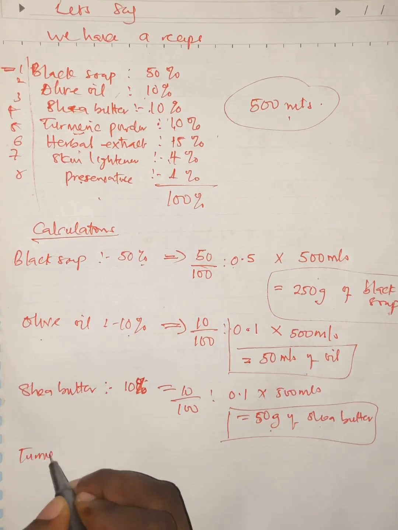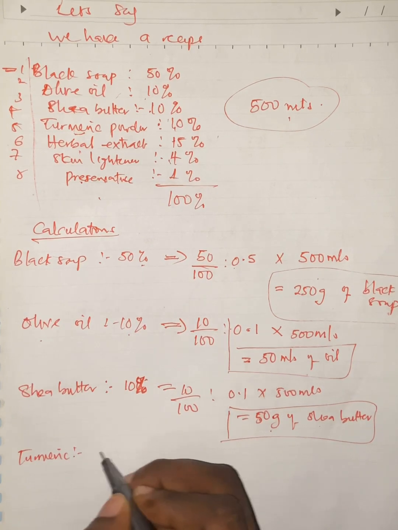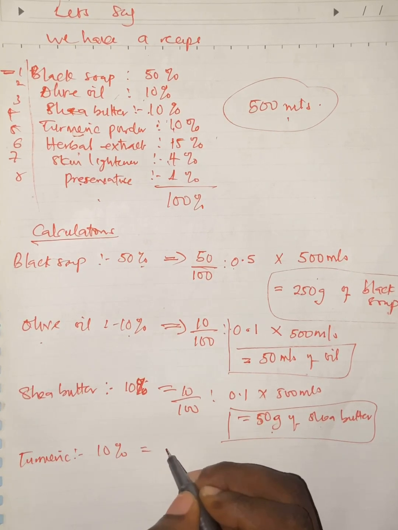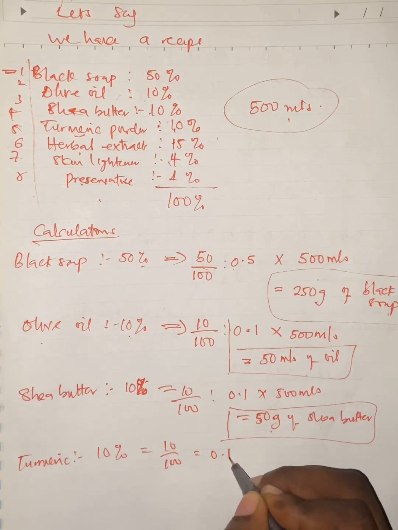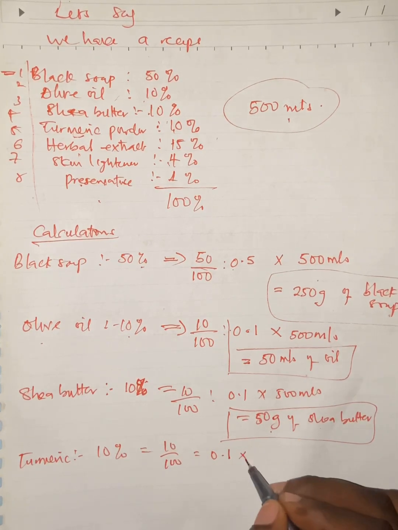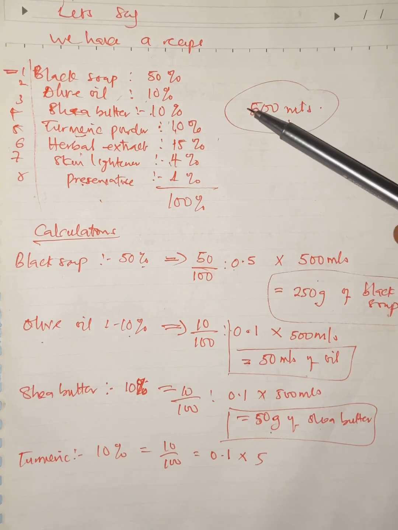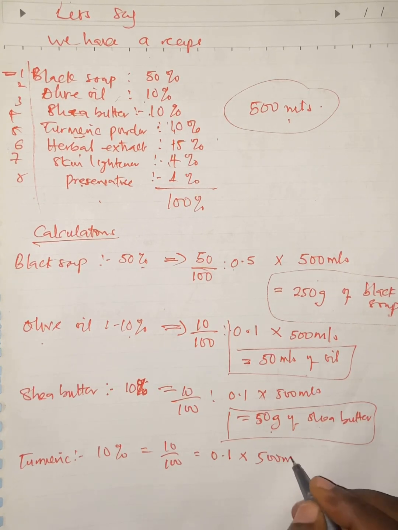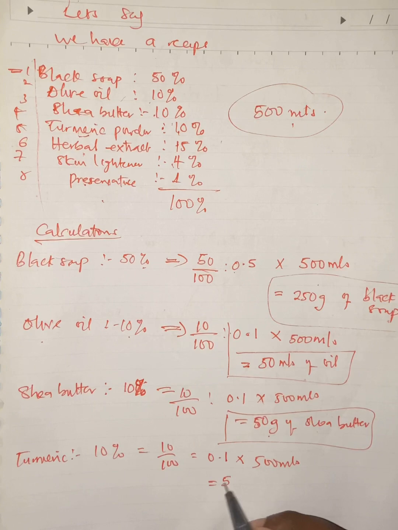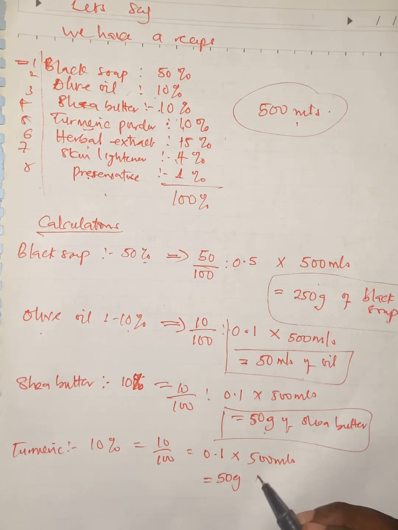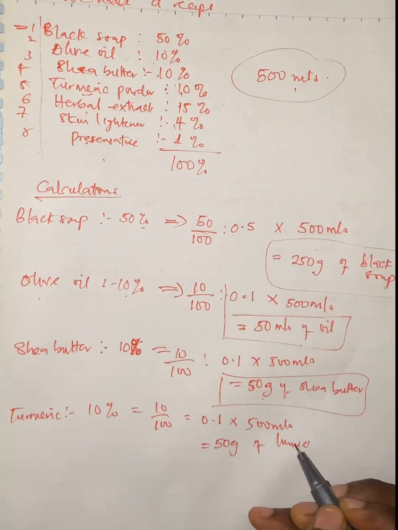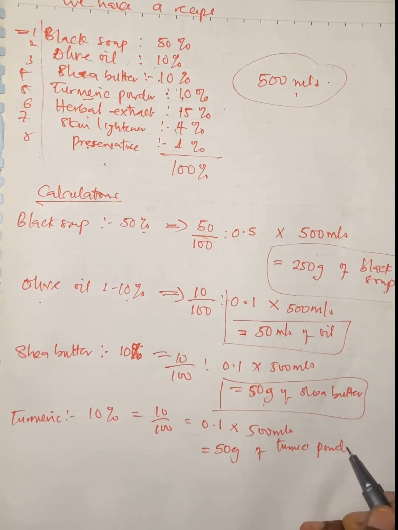For turmeric powder, they say we should use also 10% turmeric powder. That is 10 over 100, which is equal to 0.1. That is 10 over 100 times 500, which is the overall amount that we want to make, which will also give us 50 grams, because it is a powder, turmeric powder.